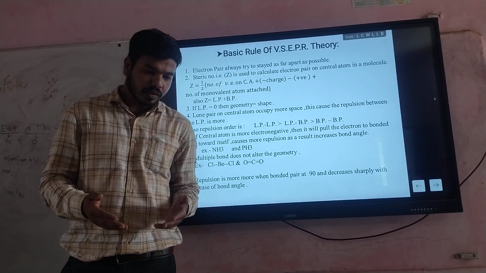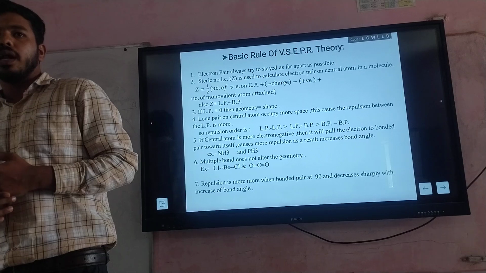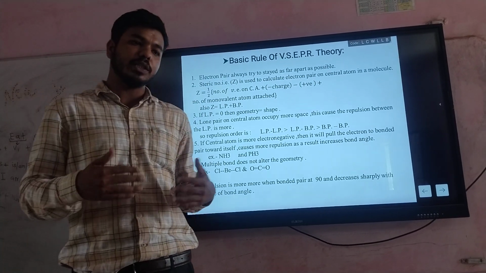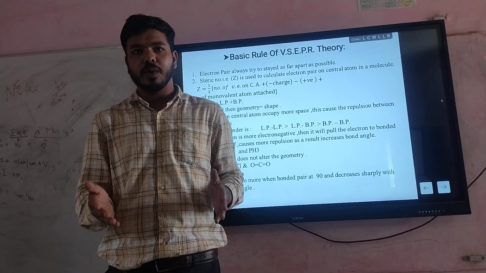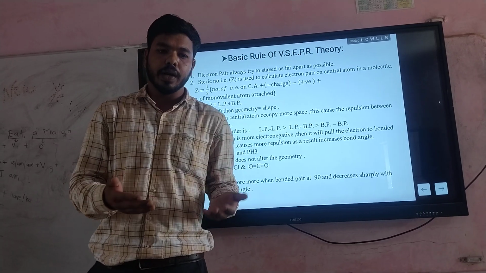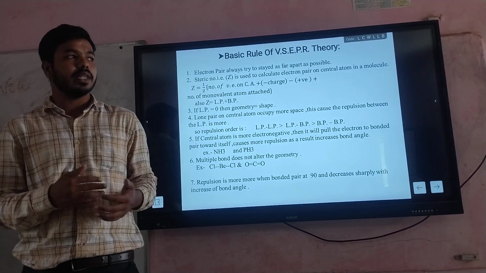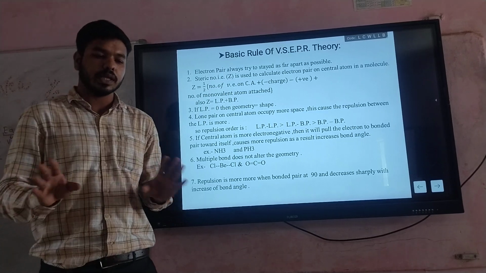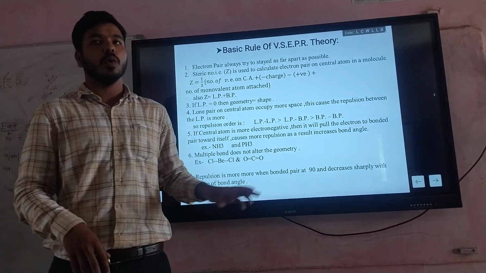The third rule is, if the lone pair of electrons on the central atom is 0, then the geometry of the molecule is the shape of the molecule, and if lone pairs are present on the central atom, then the geometry is different from the shape of the molecule.